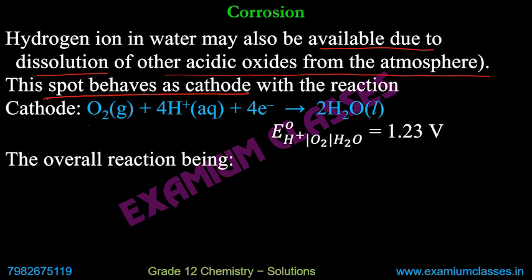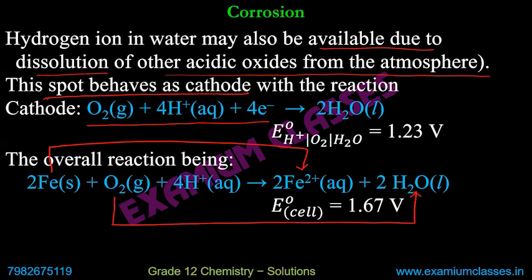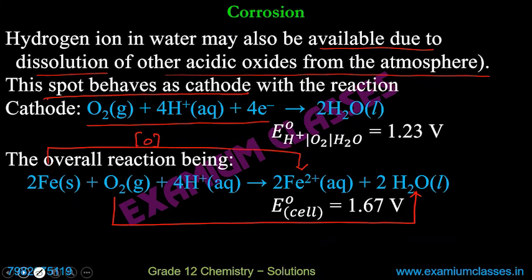So at cathode, reduction takes place. The overall reaction you will write like this. Iron gets oxidized. Oxygen will get reduced. Oxidized from 0 to +2 in this case, and reduced from 0 to -2.